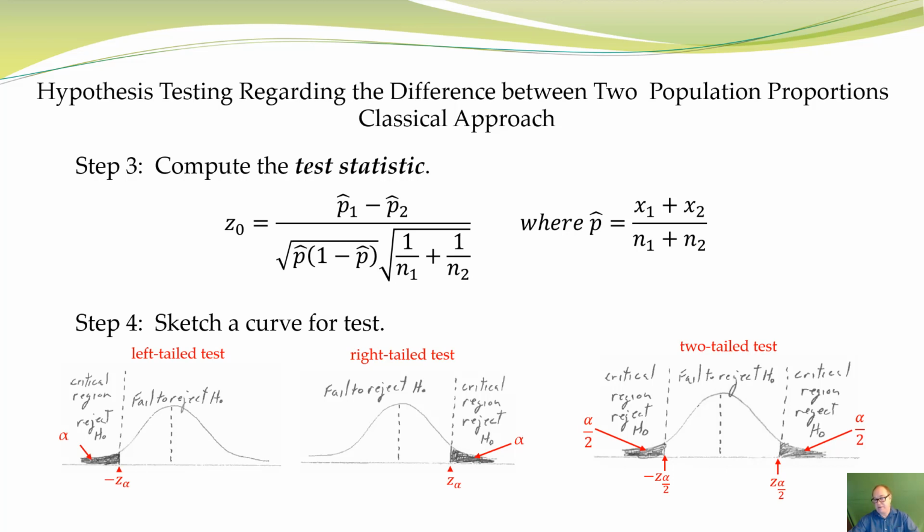Right-tailed test, the right tail is shaded, critical region, z of alpha. And two-tailed test, you're going to have both tails shaded, and the area in each tail is going to be alpha divided by 2 because the total area has to be alpha. So this is the same as Chapter 10.